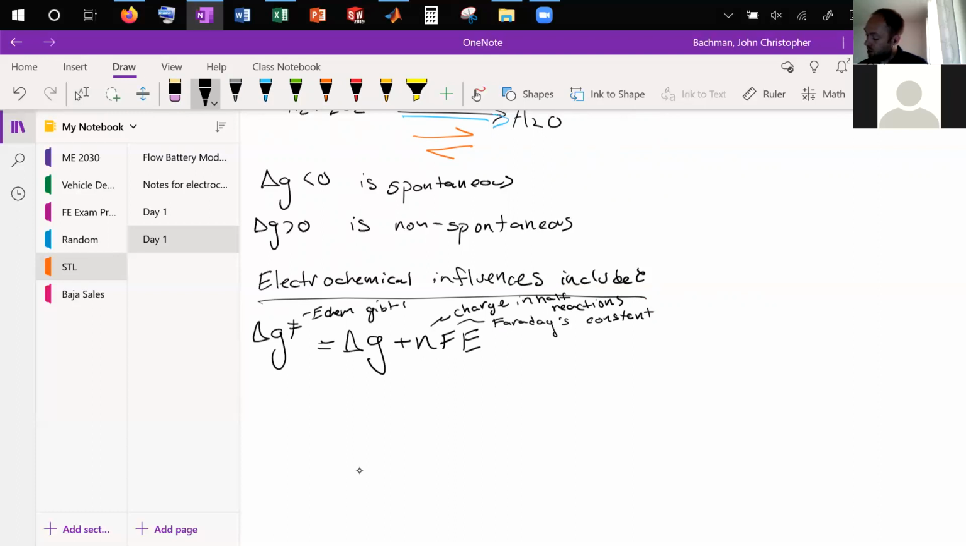Which is going to be 9,640,485 coulombs per mole of fundamental charges, so like electrons or protons. And this E is voltage. Right?